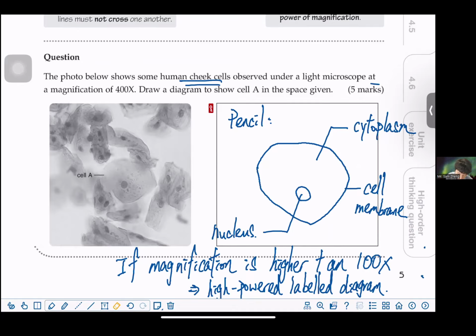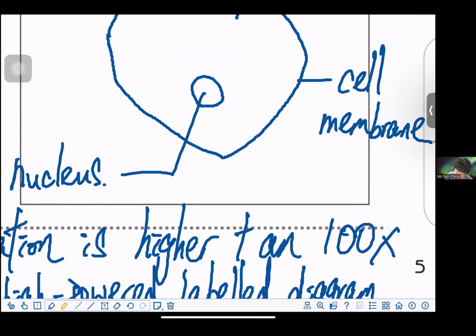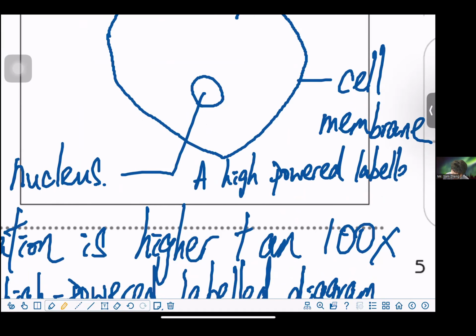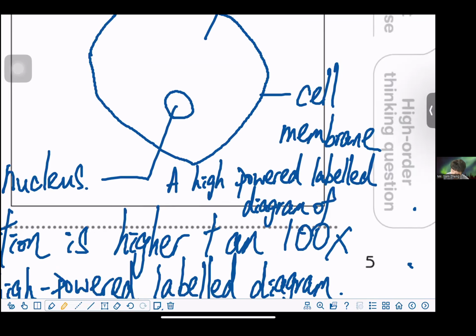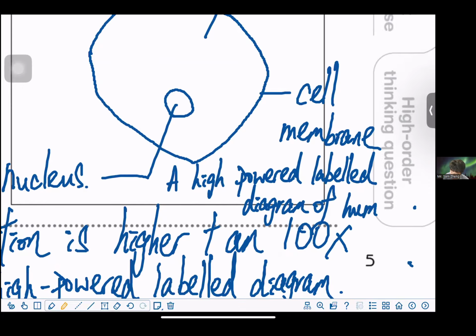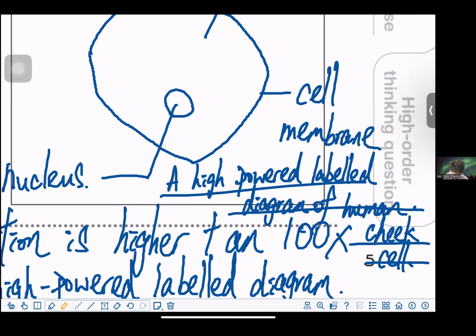Sorry, just a second, because there is not enough space. A high power labeled diagram of human cheek cell. Then remember, you need to underline.